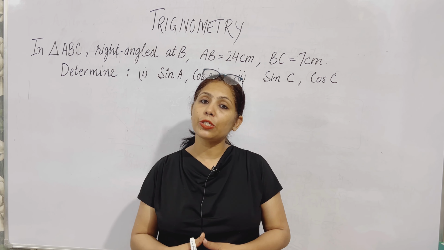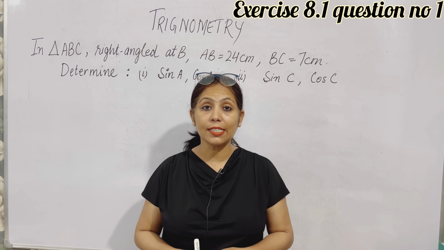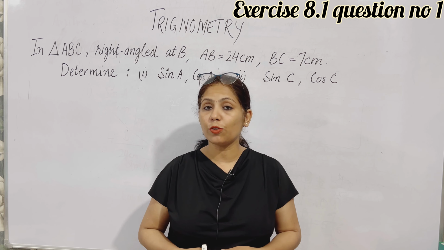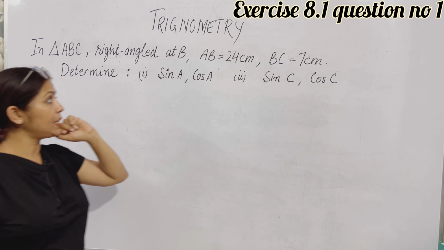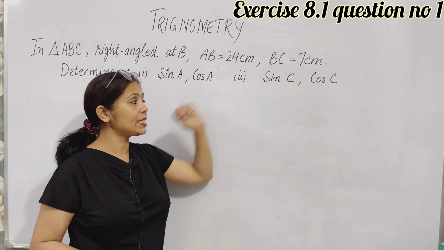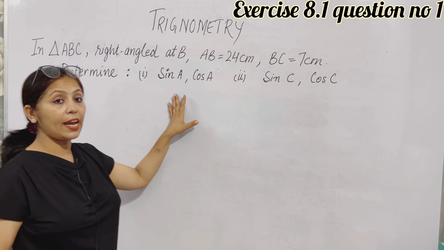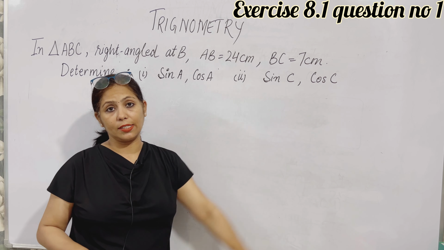So today we are going to start the trigonometry NCERT series. So without wasting time, let's start question number 1. In triangle ABC, right angled at B, AB is 24 cm, BC is 7 cm. Determine sin A, sin C, cos C.